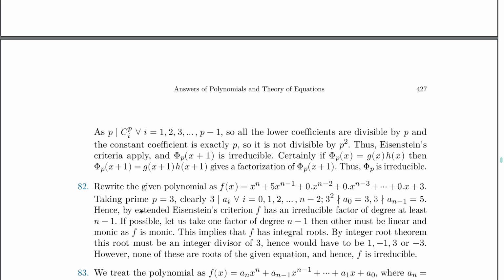So by extended Eisenstein's criteria, f has an irreducible factor of degree at least n minus 1. So if possible, let us take one factor of degree n minus 1, then the other must be linear and monic as f is monic. This implies that f has integral roots. By integer root theorem, this root must be an integer divisor of 3. Hence, it would have to be 1, minus 1, 3 or minus 3. However, none of these 4 are roots of the given equation, and hence f is irreducible.